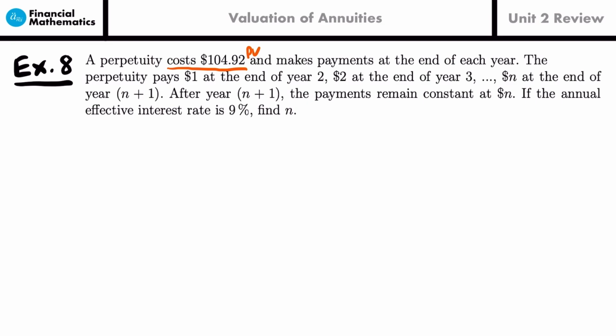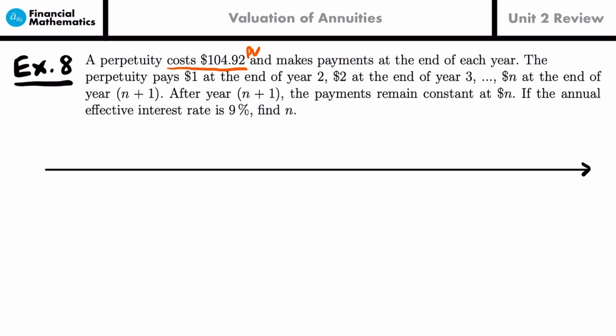So let's try to visualize that. Let's draw a timeline here, and that will help us make sense of what this perpetuity actually looks like in terms of the payments and where they are valued, and then we can begin to talk about how we might solve for that value of n. All right, so here's my timeline. It does go on forever, and so there's really no end date, but we do have a beginning date of time equals 0.